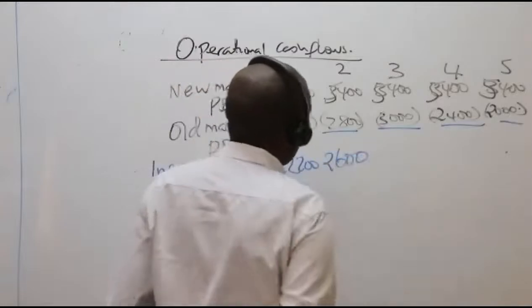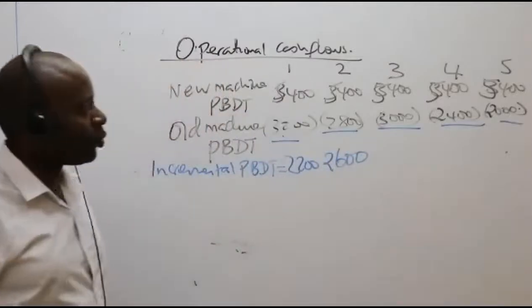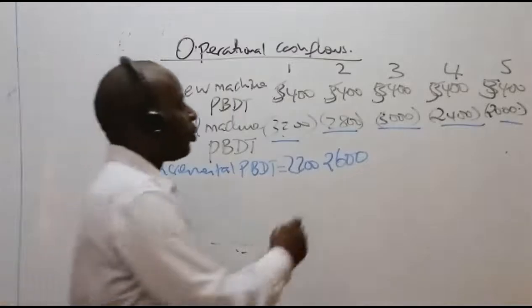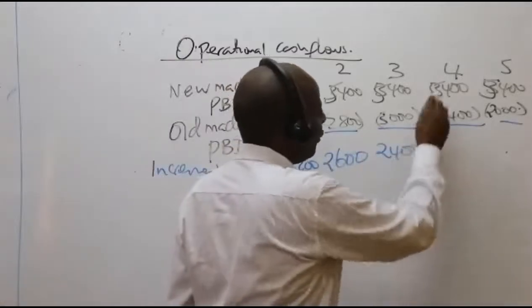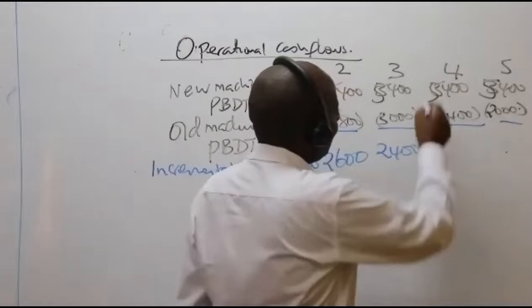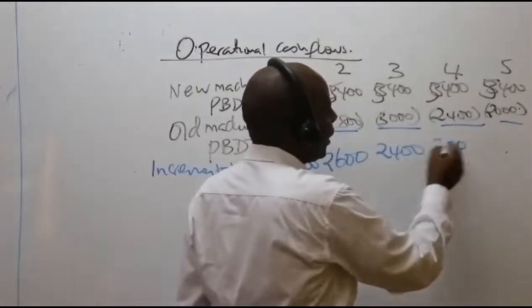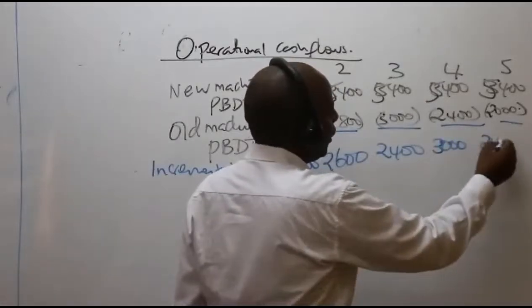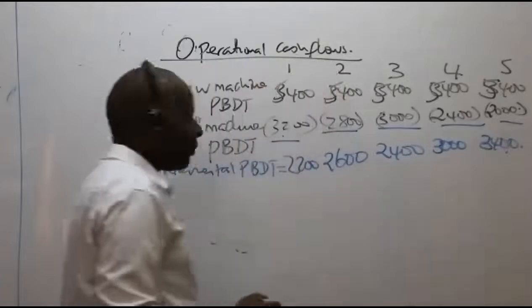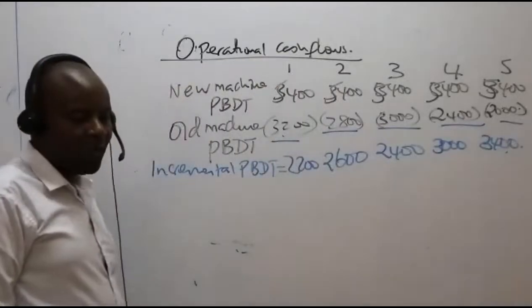How about the third one? The third one will be 2,400. How about the fourth one? The fourth one, this 54, this will be 3,000. And then we have the last one, which is 3,400. So, ladies and gentlemen, that is our incremental PBDT.